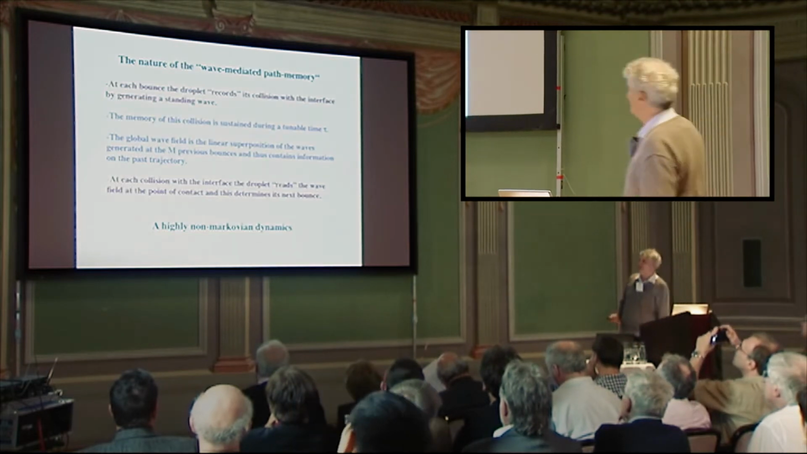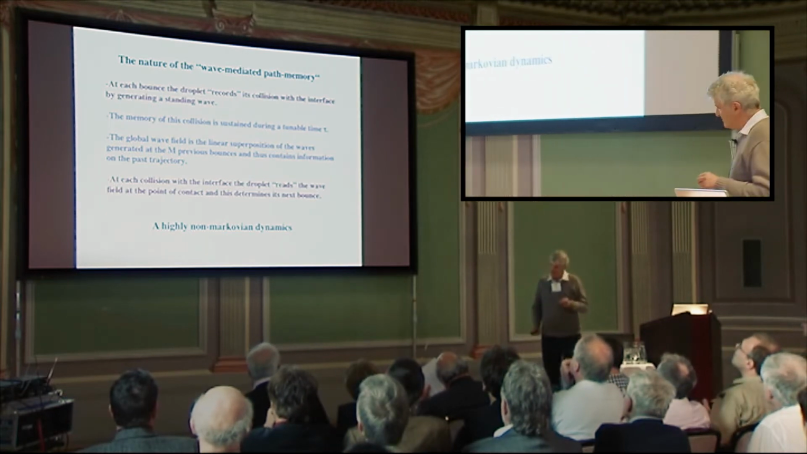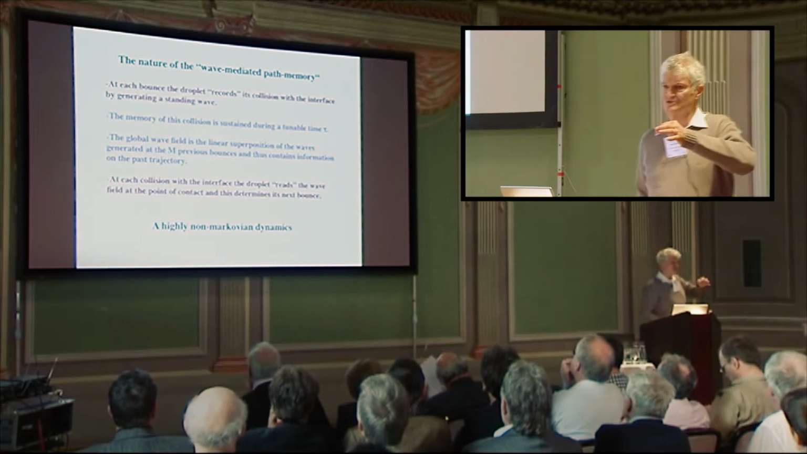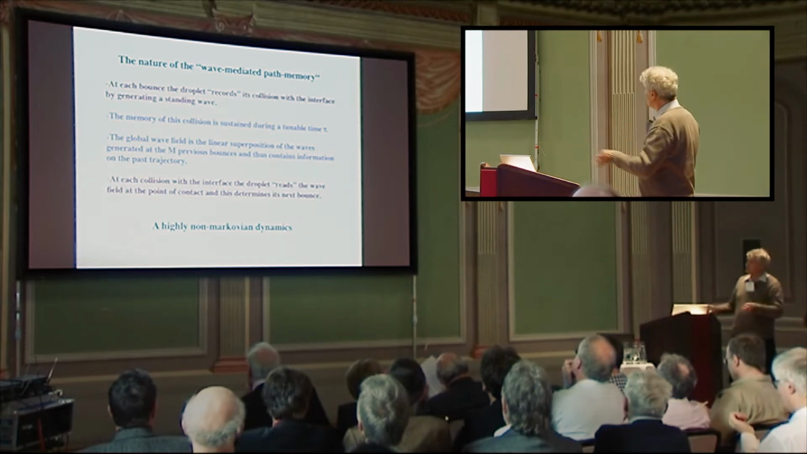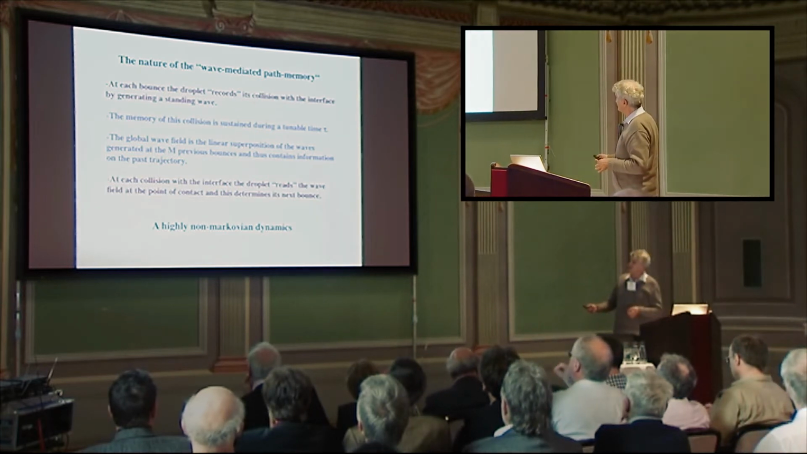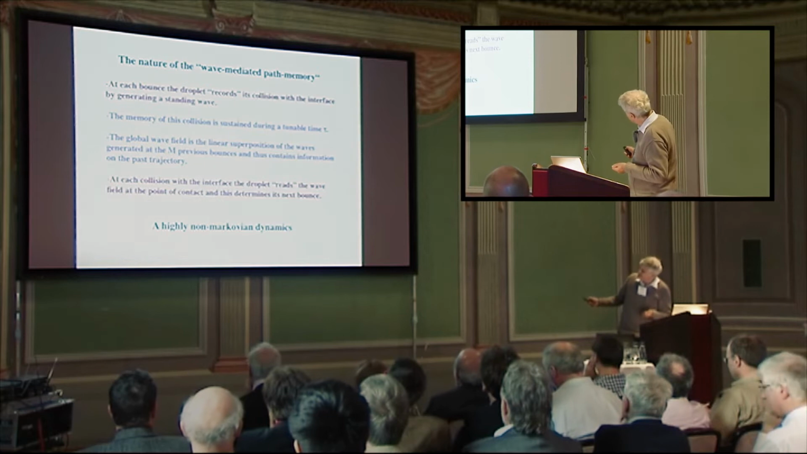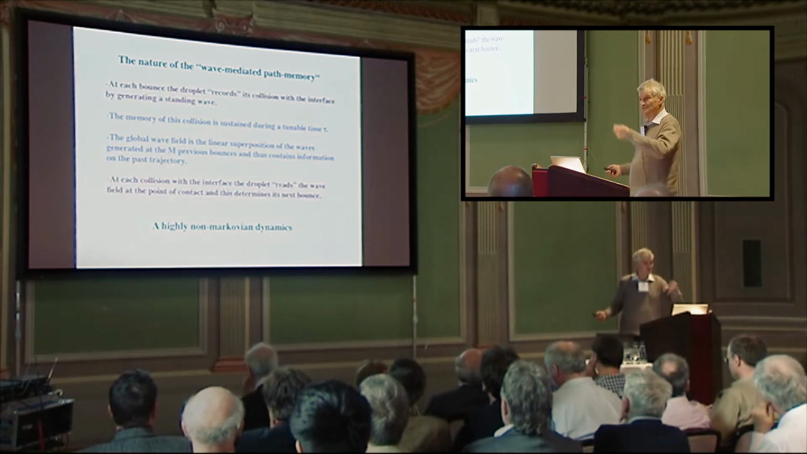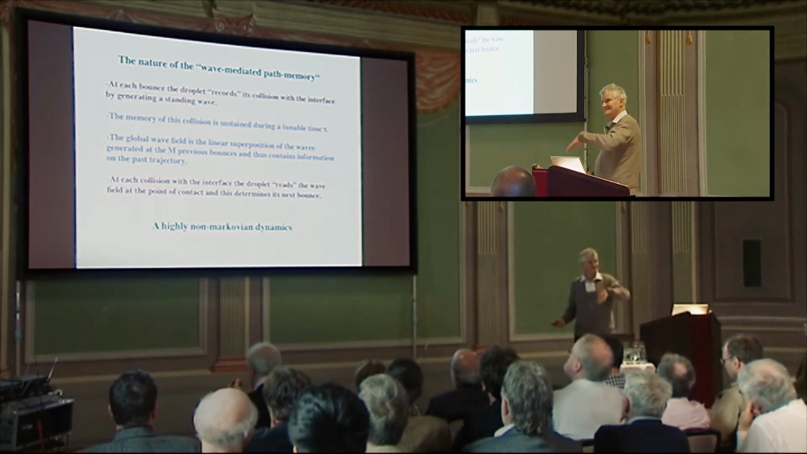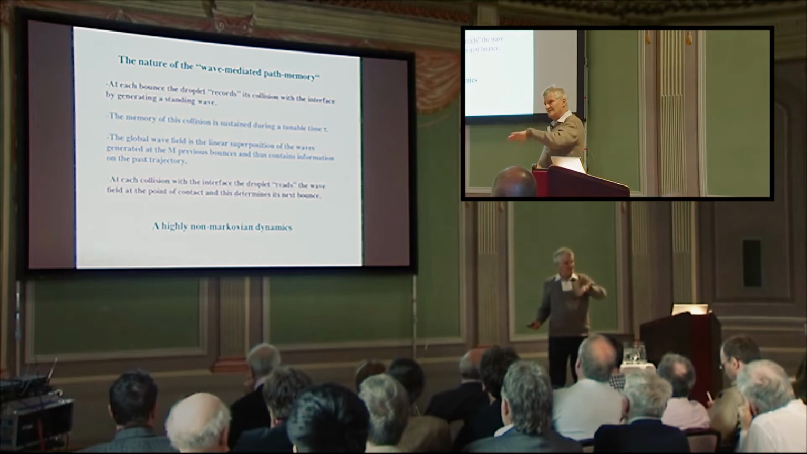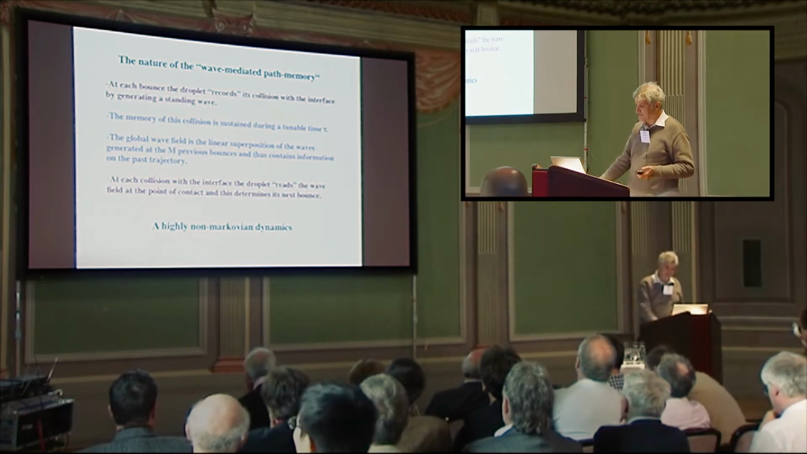It's interesting to note that this system implements a sort of memory system, in the sense that at each bounce, the drop records something on the surface. It records the point at which it has collided with the surface. The memory of this collision is sustained by the wave. Then there is a global wave field, which is a linear superposition of all these waves. And at each collision, the droplet reads the cumulated memory by looking at the local slope of the interface. So this is very non-Markovian.